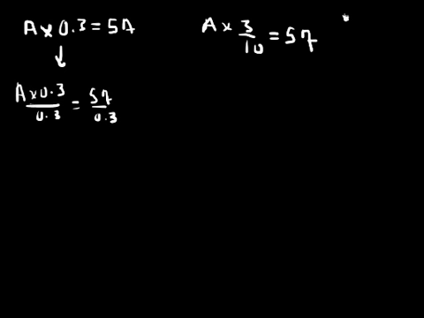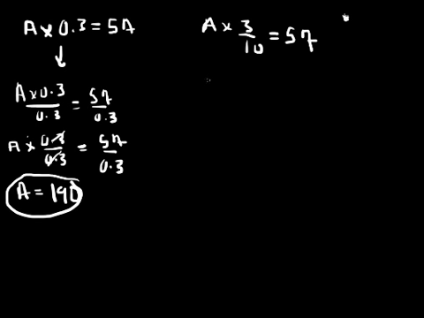Well, we know that this left side is the same as A times 0.3 over 0.3. And this is just 1. It's like having 5 over 5. It's just 1. So now A is 57 over 0.3. Punch it into your calculator. Get 190.